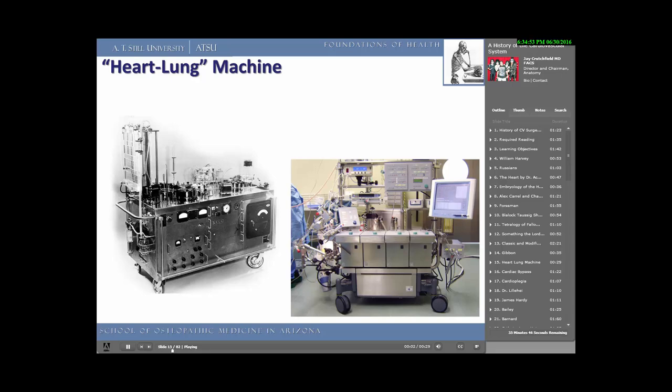Here's what the original heart-lung machine looks like. And then on the right is a modern heart-lung machine, a cardiac bypass machine. You can see that even in Gibbon's day, it was pretty complicated, and it's equally as complicated today. In fact, it requires somebody with a master's degree in perfusion and a very good understanding of physiology of the human body to regulate the pump while the patient is having cardiac surgery.